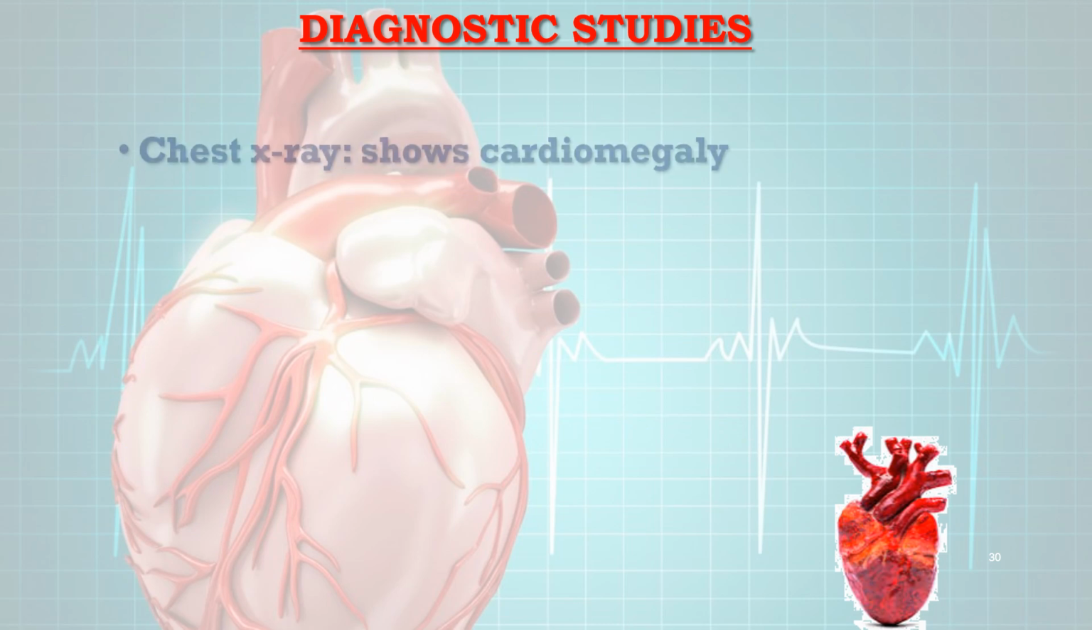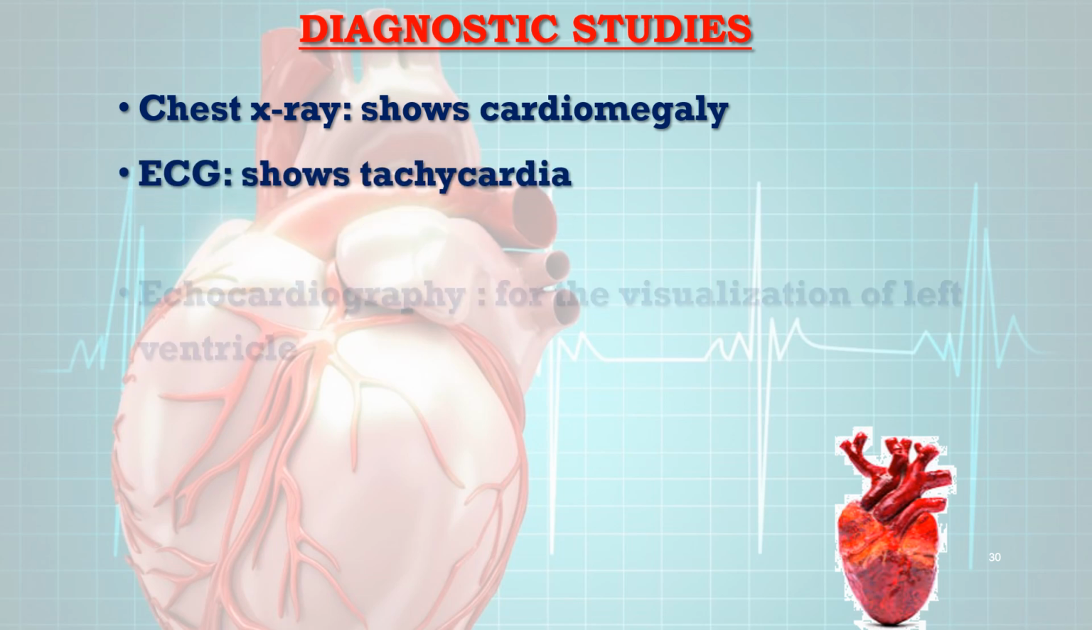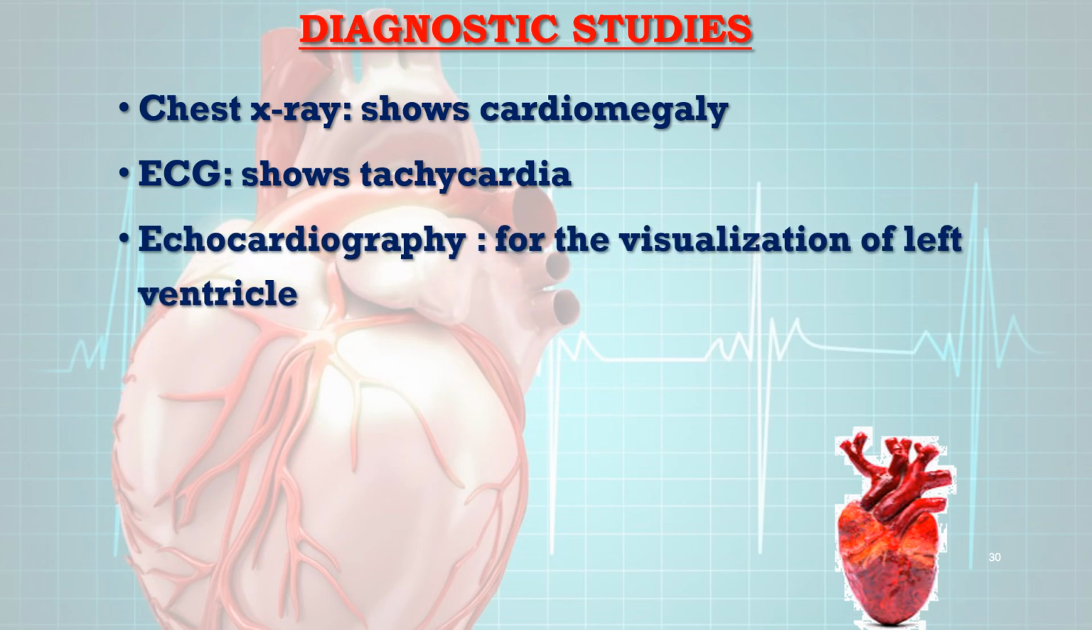So the diagnostic studies are most often the same: health history and physical examination, and chest X-ray shows cardiomegaly. Then ECG shows tachycardia, and echocardiography for visualization of the left ventricle. We can visualize the chamber, identify the ejection fraction and the valvular activity. Most often in restrictive cardiomyopathy, the ventricle wall will be akinetic, and the filling pressure will be more. Then CT scan and MRI scan.